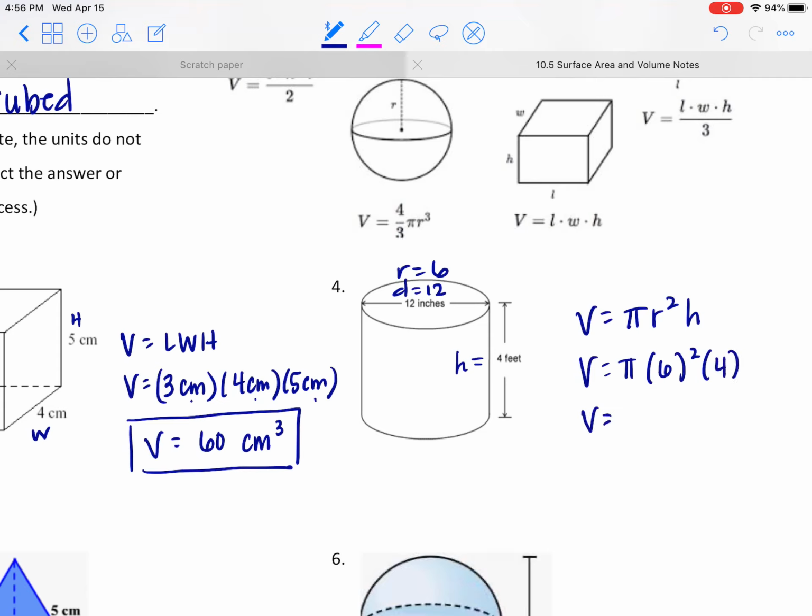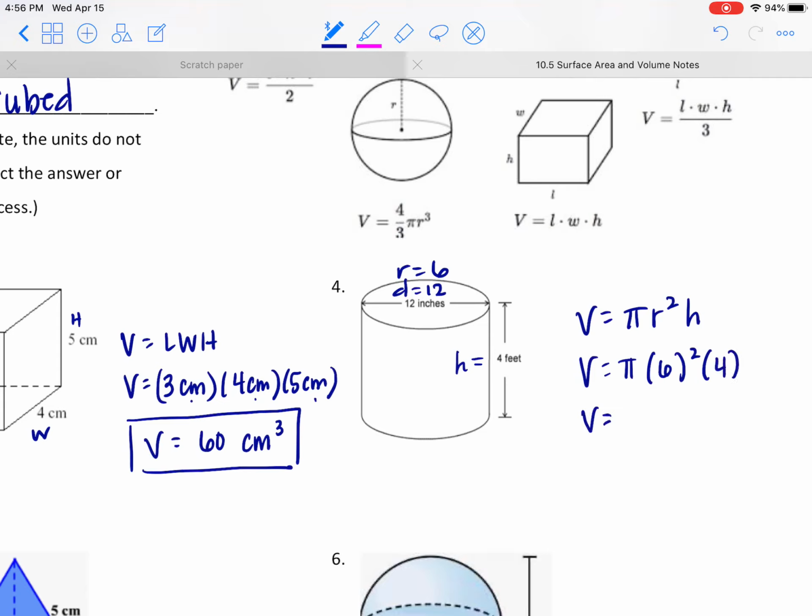So 6 squared times 4 is going to be 144 pi, right? The 6 squared times 4 is 144. There's still a pi in there, and then we're going to call this feet cubed. That's the exact volume, right? And I think most of the time that's preferred. However, if we wanted the approximate, then we would just take that and multiply by pi.